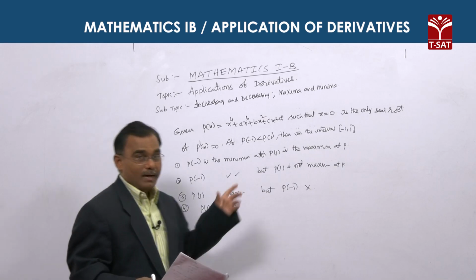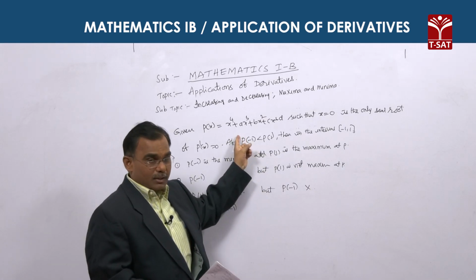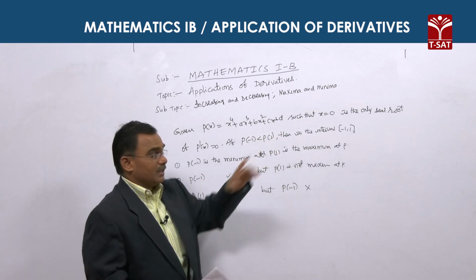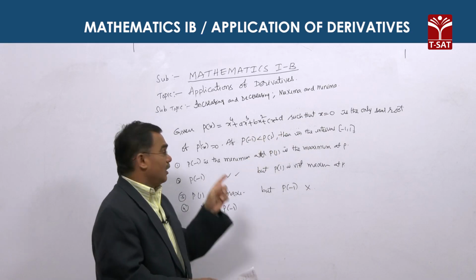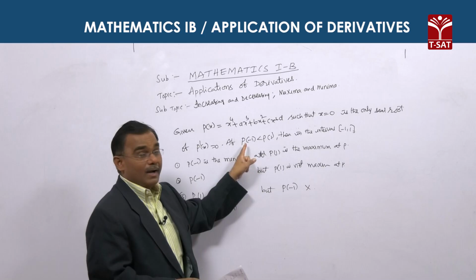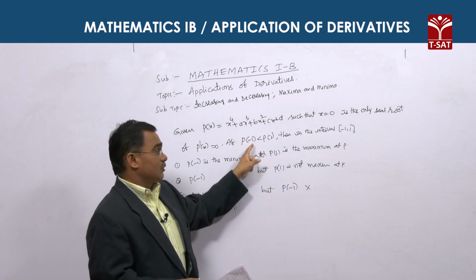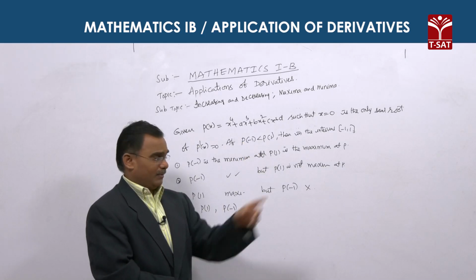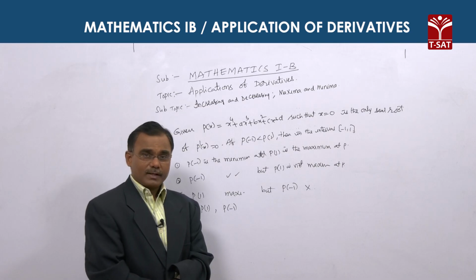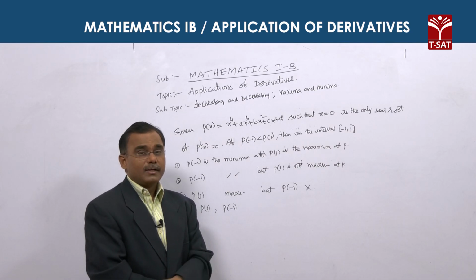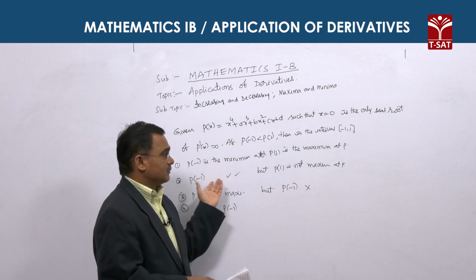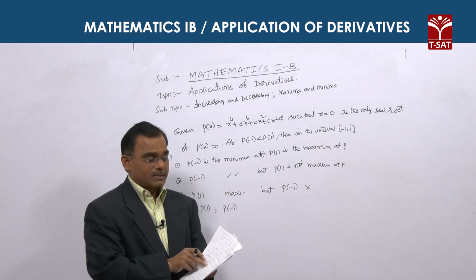This is the question. The given polynomial is a 4th degree polynomial P of x, such that x equal to 0 is the only real root of the equation P dash x equal 0, and given the condition P of minus 1 is less than P of 1 in the interval minus 1 to 1. Then at which point is the maximum value, and at which point is the minimum value?